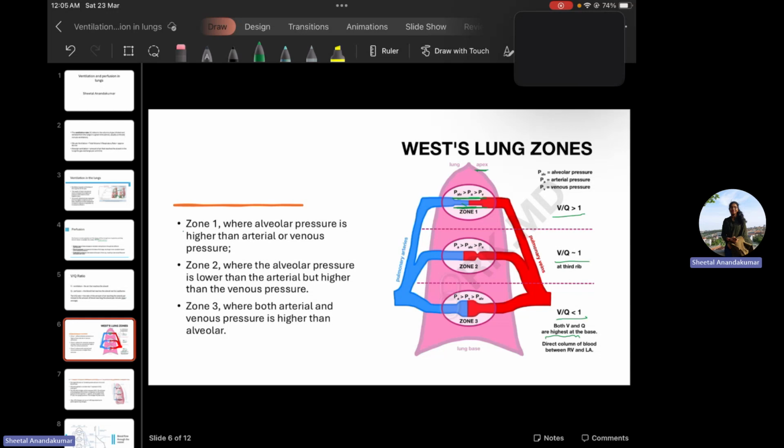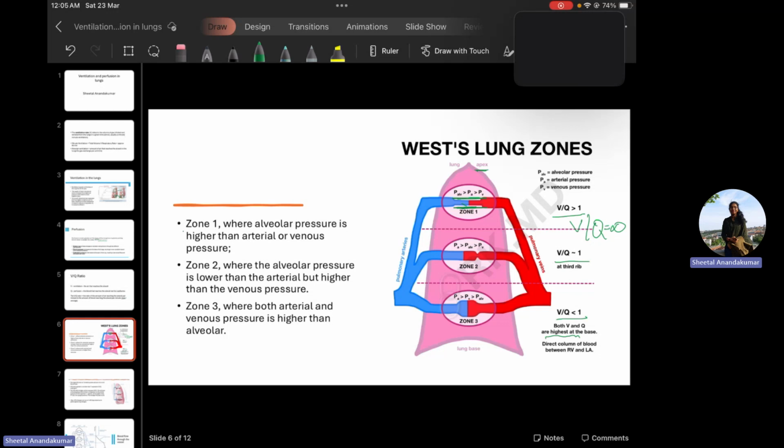So if there's no perfusion, then in such conditions the VQ ratio is infinity. But if there's some perfusion, then the VQ ratio is more than 1. And that's zone 1. And there is zone 2.